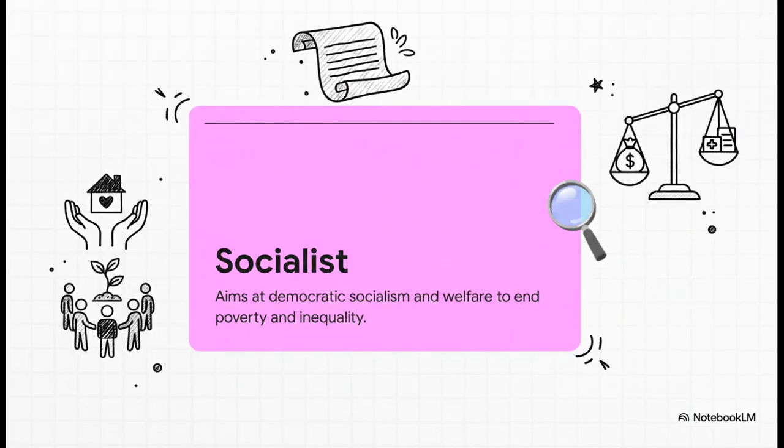Next up is socialist. Now, fun fact, this term was actually added to the preamble a bit later by the 42nd Amendment in 1976. However, our source notes that this ideal was always implicit in the Constitution anyway, particularly in the directive principles of state policy, which basically command the state to take welfare measures. In the Indian context, it's really about democratic socialism. It's the goal of ending poverty, ignorance, and disease, but doing so through democratic processes.